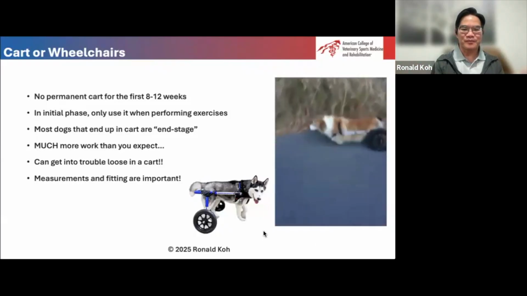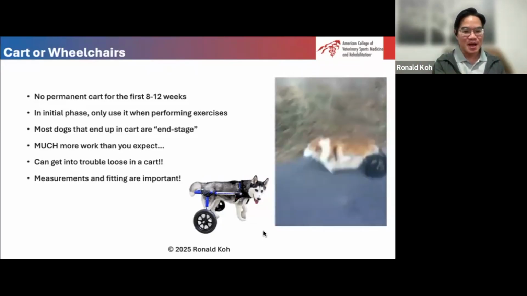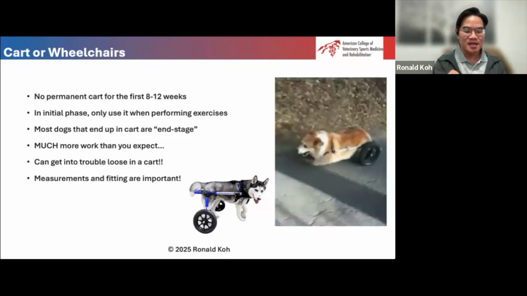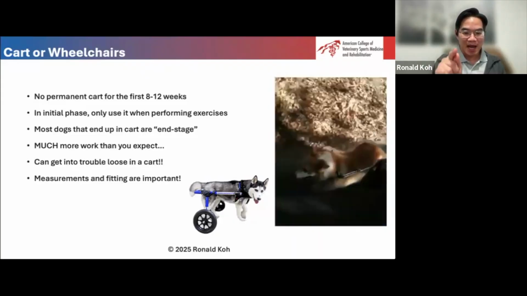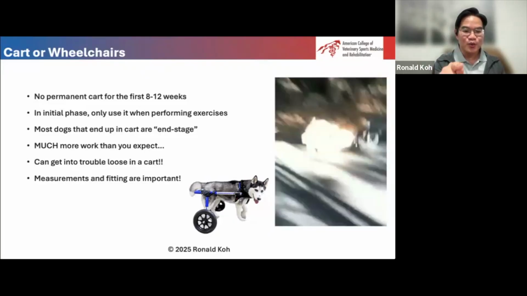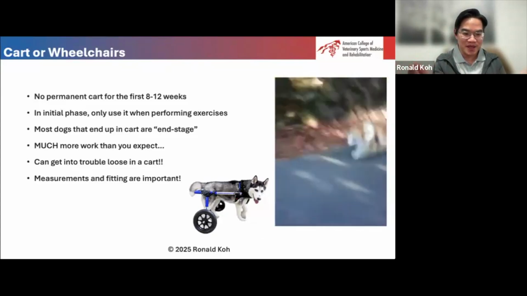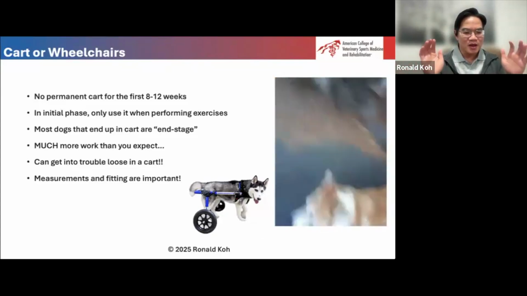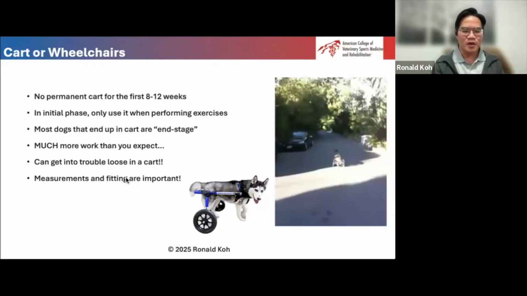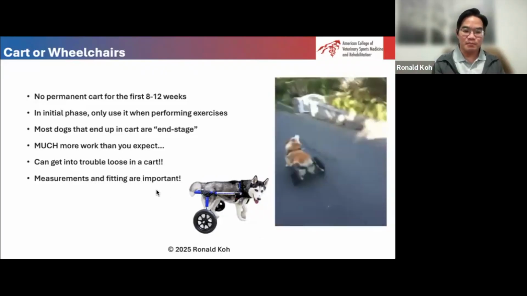So now this is the kind of dog that during recovery, I would definitely not put on a wheelchair, because when I put a dog on a wheelchair like that, they're going to forget about using the hind limb, because they know that they're going to walk faster with the wheelchair. Like, why would they bother to use the limb, right? So be very careful about this and have a good conversation with the owner, whether or not they are a good candidate for a wheelchair. Okay. Now, measuring and fitting is very, very important.